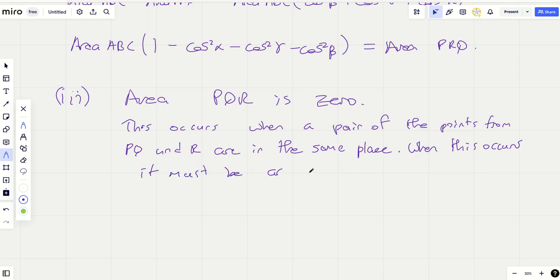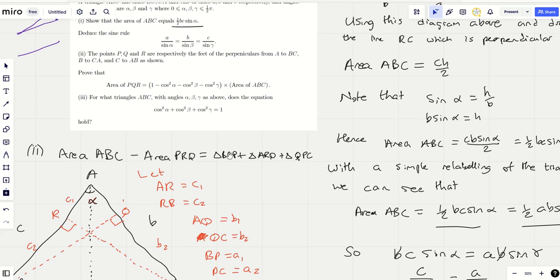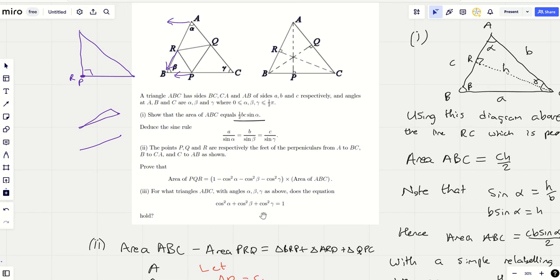I immediately as well looked at it algebraically and thought, yeah, that must be right. Because when this is true, I've said it's got to be a right angled triangle, and then one of these angles will be 90, yeah? And what is cos of 90? It's 0. So one of these will go, and then you're going to have cos squared alpha plus cos squared beta equals 1. Now, is that always the case for a right angled triangle?